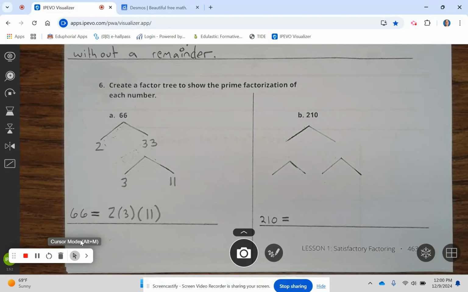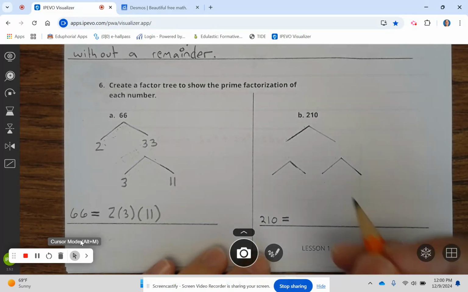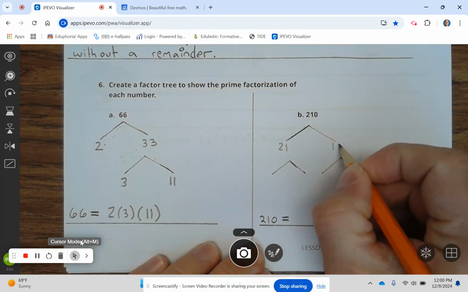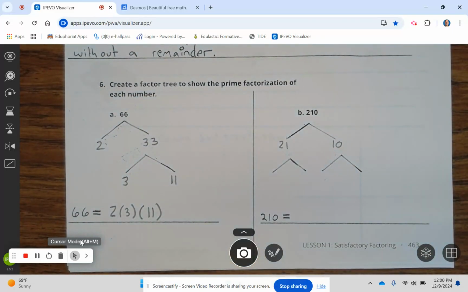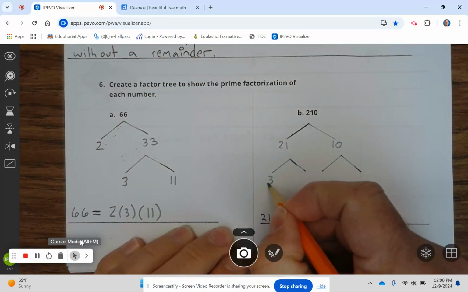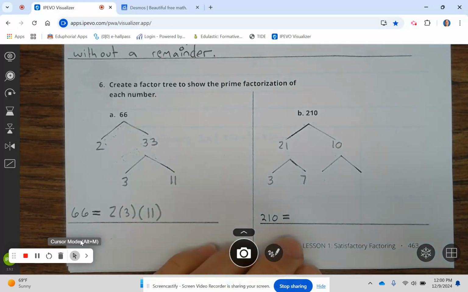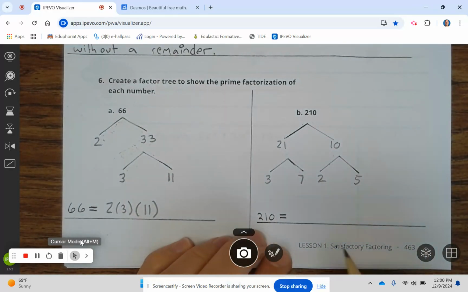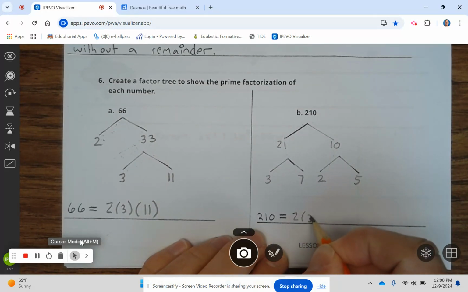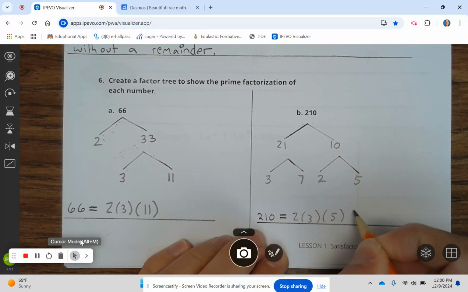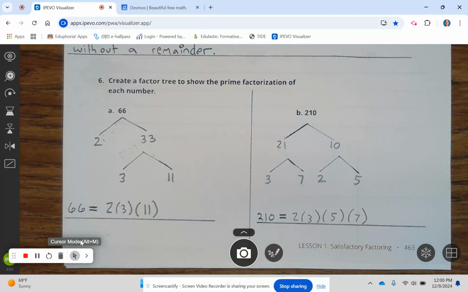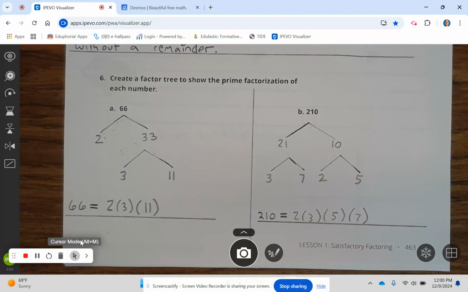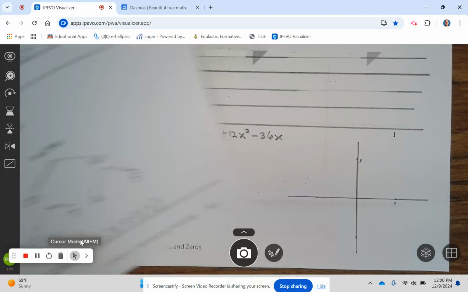All right, let's take a look at B, 210. 210 can be written as 21 times 10. Well, 21 can be broken down to 3 times 7, and 10 can be written as 2 times 5. So 210 can be written as 2 times 3 times 5 times 7. All right, go ahead and finish it up. Let's take a look at the next page.